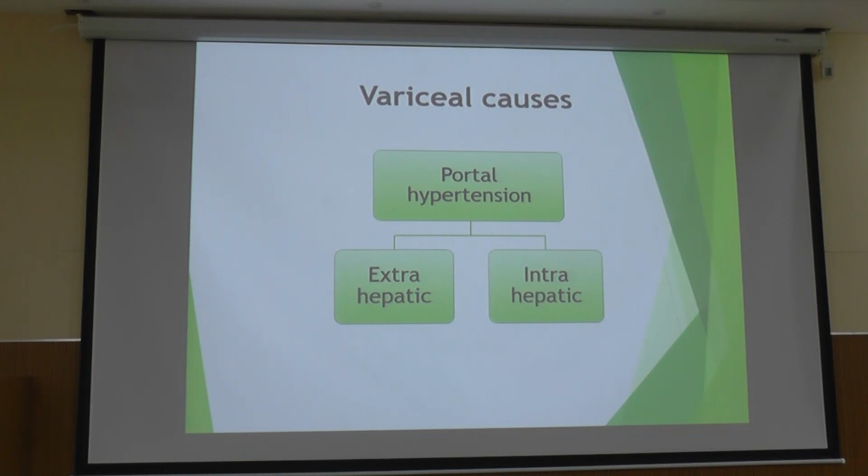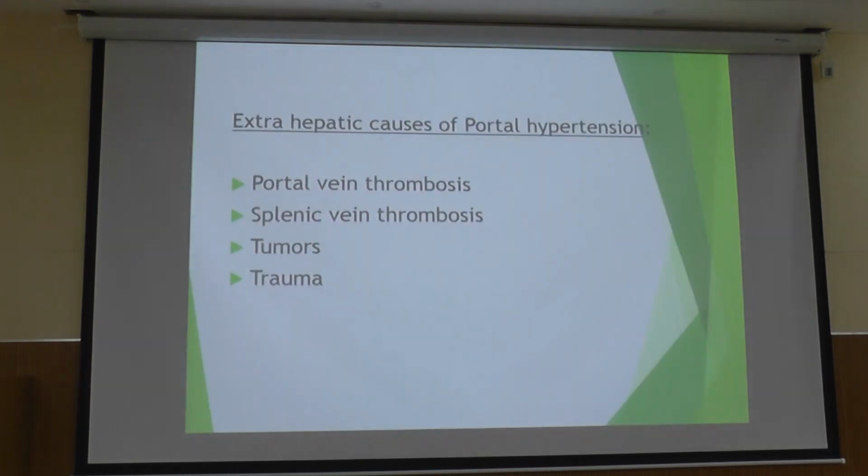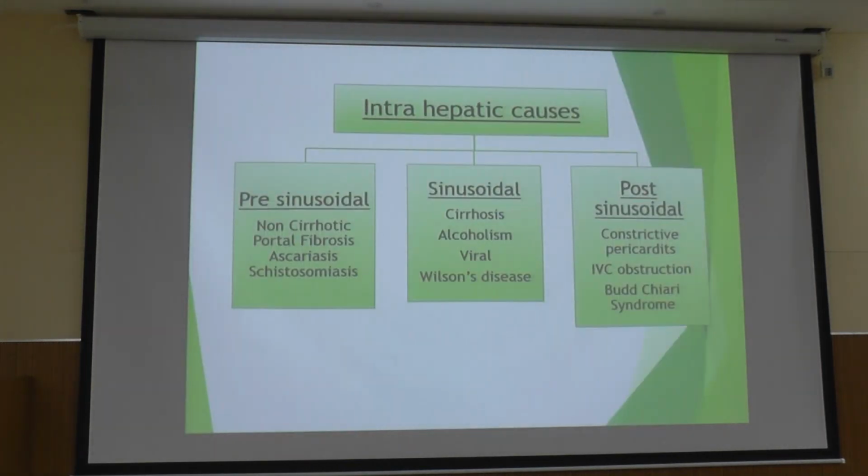So coming to the variceal causes, obviously varices develop due to portal hypertension, and portal hypertension can be either extrahepatic or intrahepatic. Extrahepatic causes include portal vein thrombosis, splenic vein thrombosis, and tumors. We know that the portal vein is formed by the superior mesenteric vein and splenic vein, so splenic vein thrombosis will also cause portal hypertension.